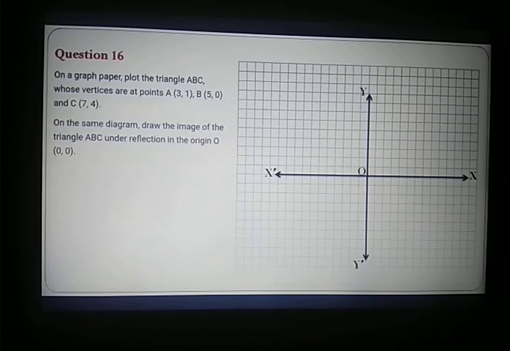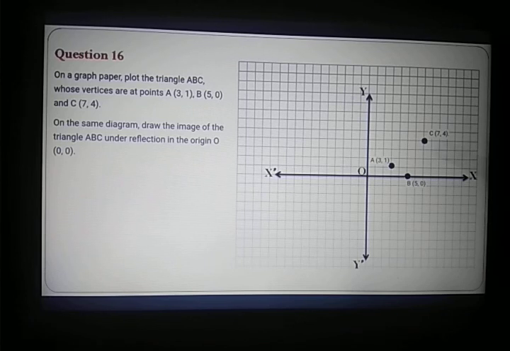Okay, so we'll have a look at the last question. So question 16. You need to plot triangle ABC whose vertices are given here. So it's very simple. A is given, B is given, C is given. Let us plot A, that is 3 1. So 3 1 is somewhere over here. Now let us plot B. B is 5 0, somewhere over there. And similarly C is 7 4.